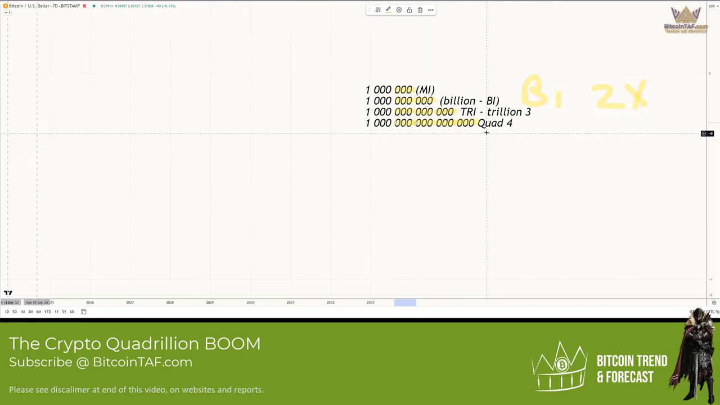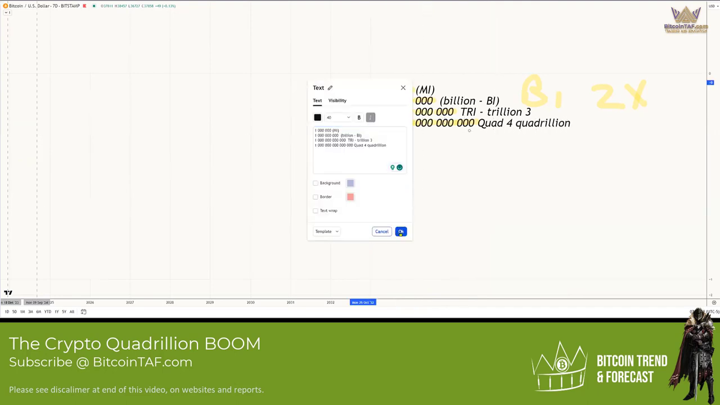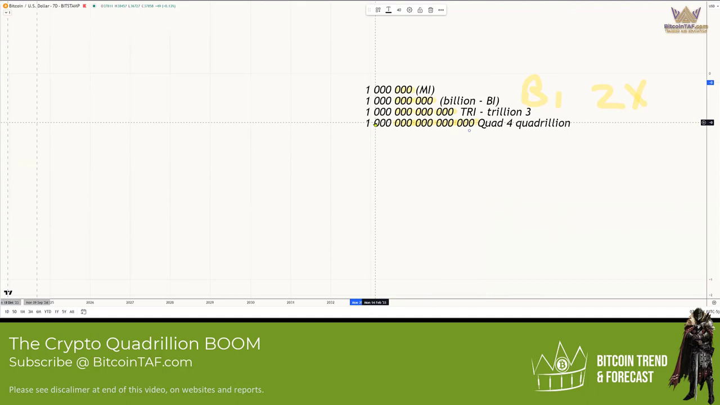Now, this is soon, very soon, I reckon within about 18 to 24 months, people are going to start talking not about trillion, but about quadrillion. So that's going to become the norm for people to talk about, hey, the crypto market is going to go to quadrillion. Now, the crypto market is going to go to quadrillion before the world stock markets does.